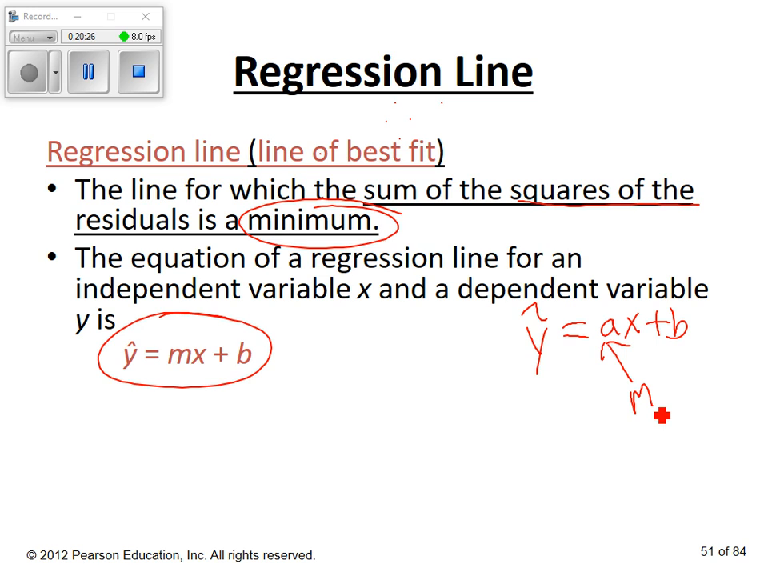Hopefully you remember some of these things. If you have a line and it goes like this, what's the slope of it? Negative. If you have a line and it goes up this way, then the slope has to be positive. Make sure you remember that. If that a is negative, then the line's going down from left to right. If the a is positive, it's going up from left to right.